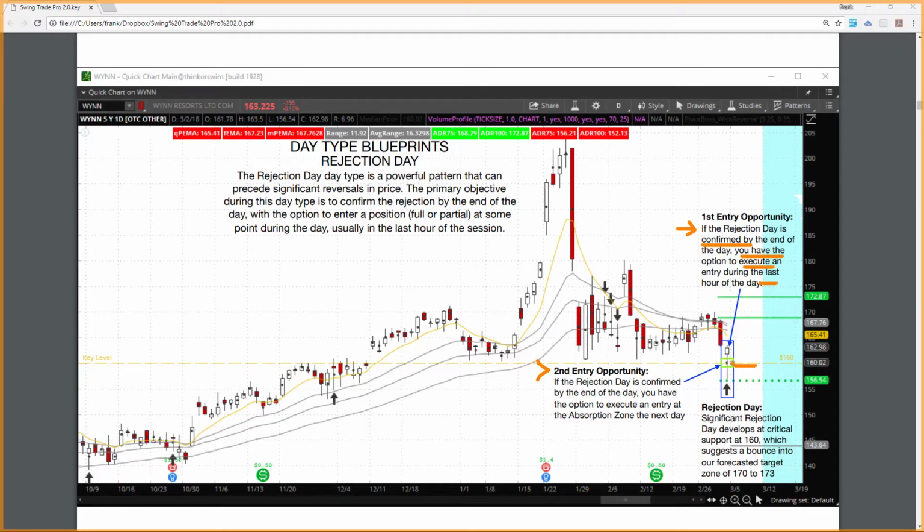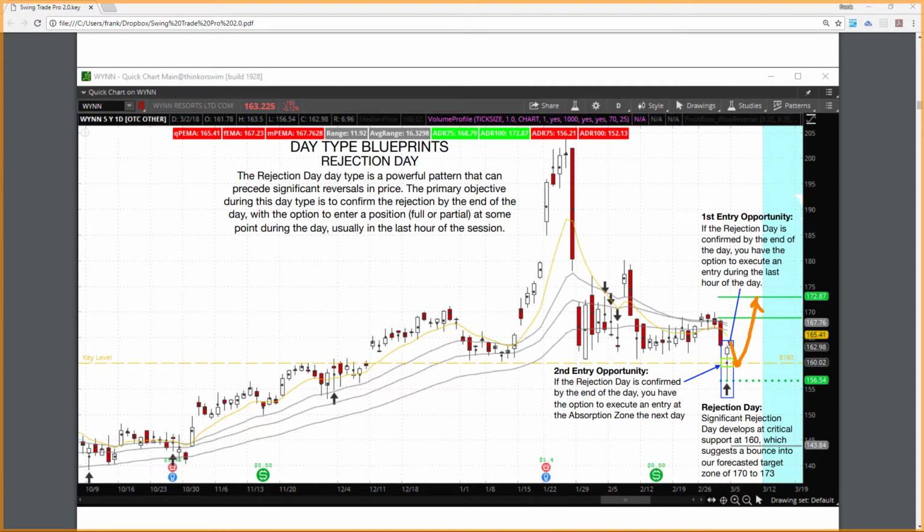The absorption zone is the zone at and around the midpoint of the rejection day and the level where the stops came out. Which was the level that was violated? 160, right? 160, the stops came out. That's the major level as well. So between the midpoint and the level that was broken, that is your absorption zone. So if price pulls back into that area, that offers an opportunity to defend for a continuation higher.